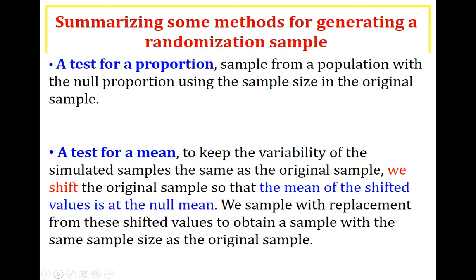It says a test for a proportion. We sample from the population with the null proportion using the sample size in the original sample. But if we test for a mean, it's to keep the variability of the simulated sample the same. Okay? We shift the original sample so the mean of the shifted value is the null mean. All we're changing here is words. We're going from a null proportion to a null mean. And if we're taking the difference of two means or the difference of two proportions, then our null is at 0.